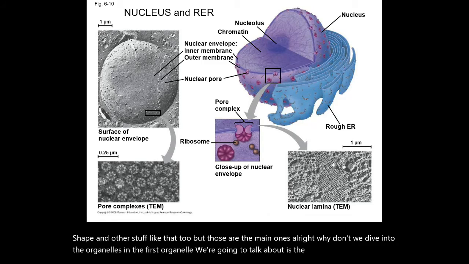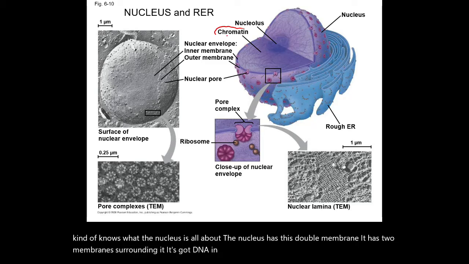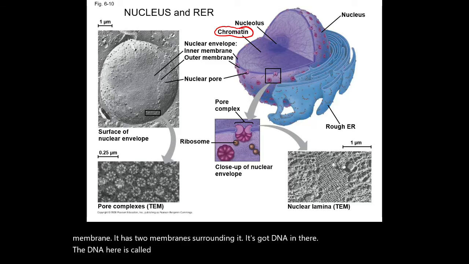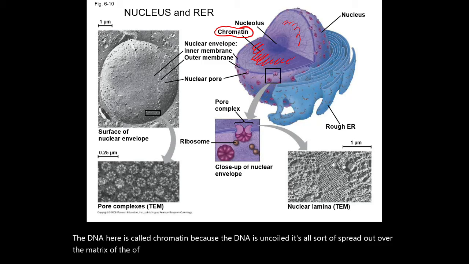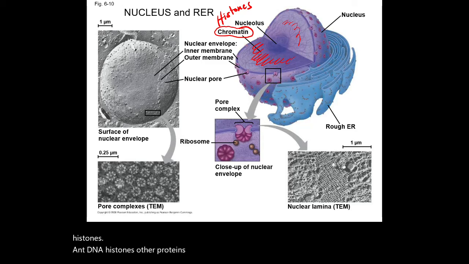And everybody kind of knows what the nucleus is all about. The nucleus has this double membrane. It has two membranes surrounding it. It's got DNA in there. The DNA here is called chromatin because the DNA is uncoiled. It's all sort of spread out over the matrix of the nucleus. So chromatin is basically spread out DNA and proteins, histones, and DNA. Histones are the proteins that the DNA wraps around when the chromosomes coil up.